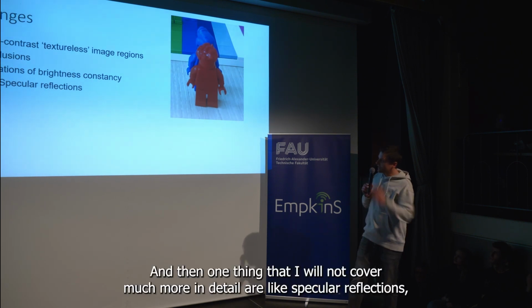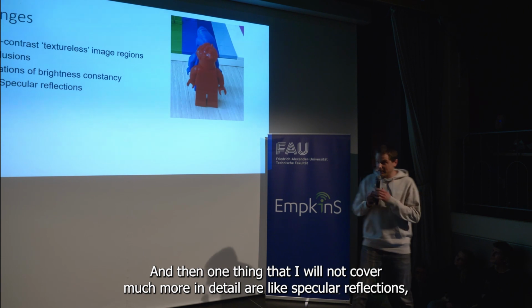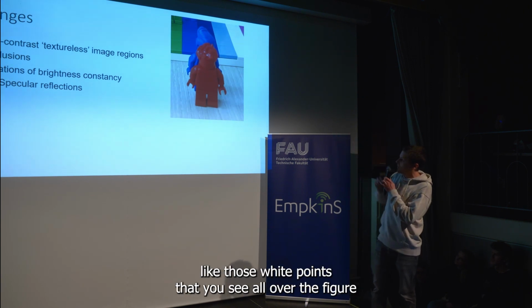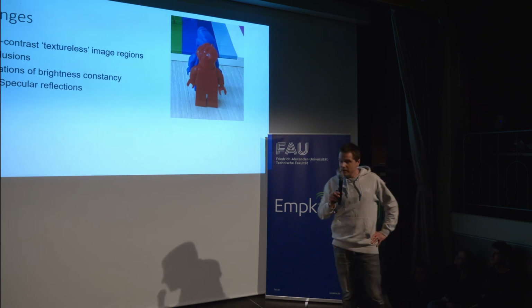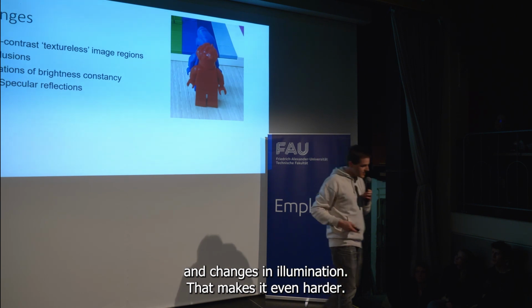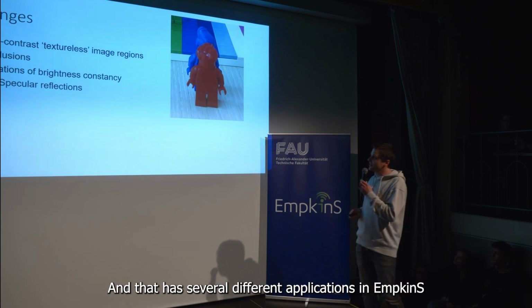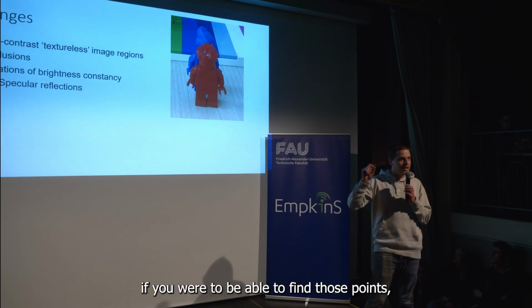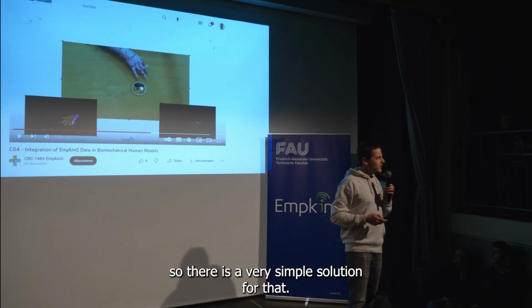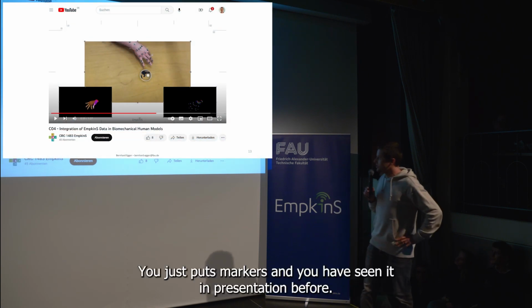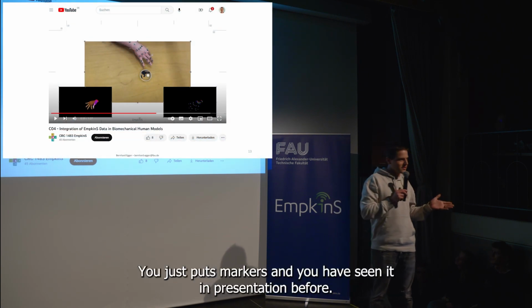And then one thing that I will not cover much more in detail are like specular reflections, like those white points that you see all over the figure, and changes in illumination. That makes it even harder. And that has several different applications in EmpkinS if you would be able to find those points. So there is a very simple solution for that. You just put markers, and you have seen that in the presentation before.